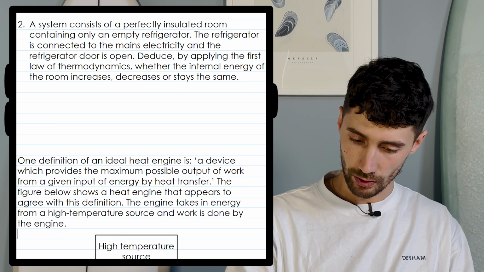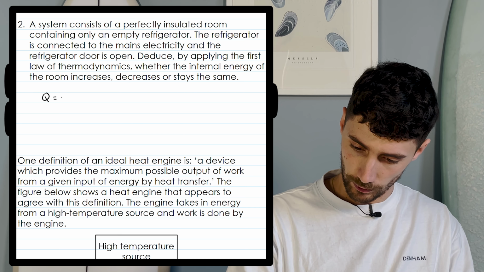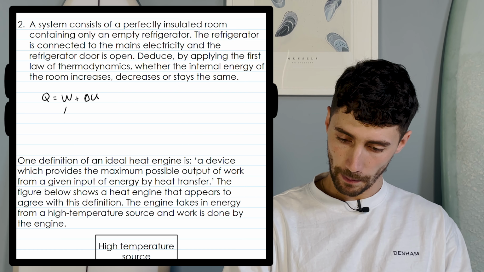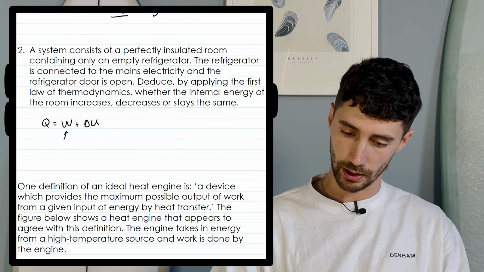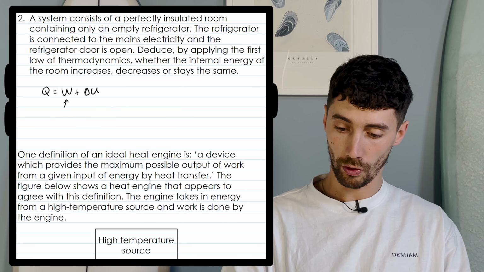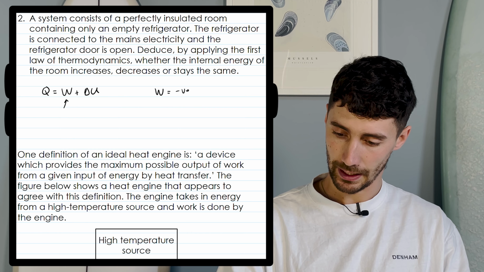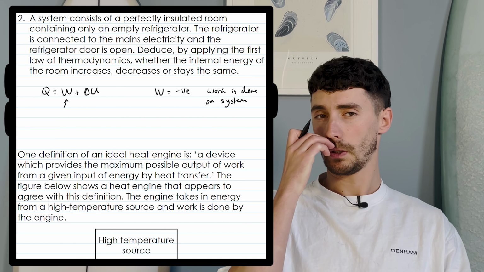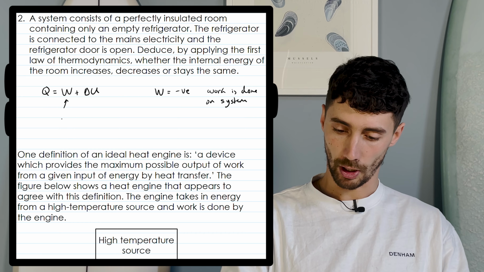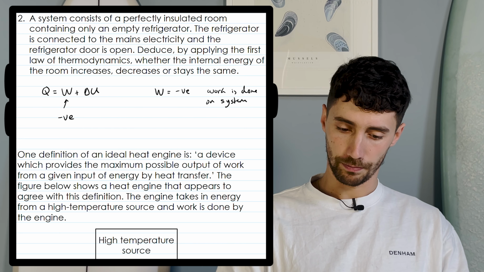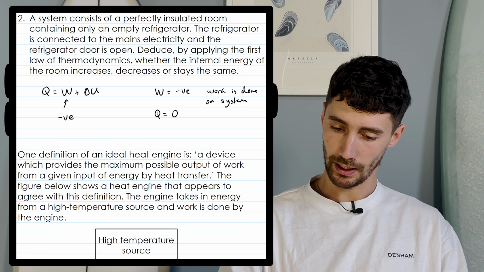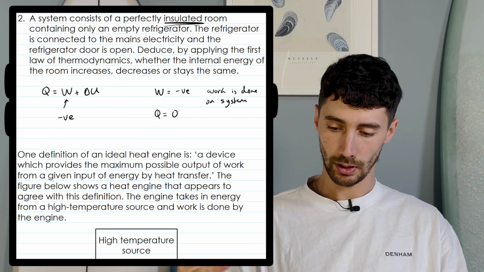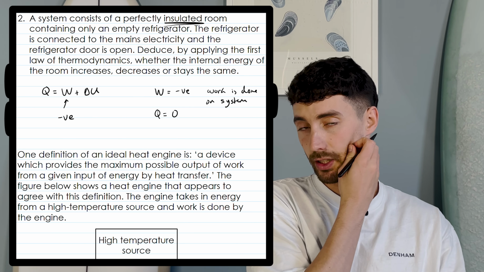So Newton's first law. First law of thermodynamics, Q is equal to W plus delta U. What is happening? Well, remember what W is. We've just defined it as the work done by the system, but here the work is being done on the system. So W is negative because work is done on the system by your mains electricity and your refrigerator. So if W is negative, what is Q? Well, Q is 0 because you are in an insulated room, right? As a system, the heat supplied to it is 0, okay?